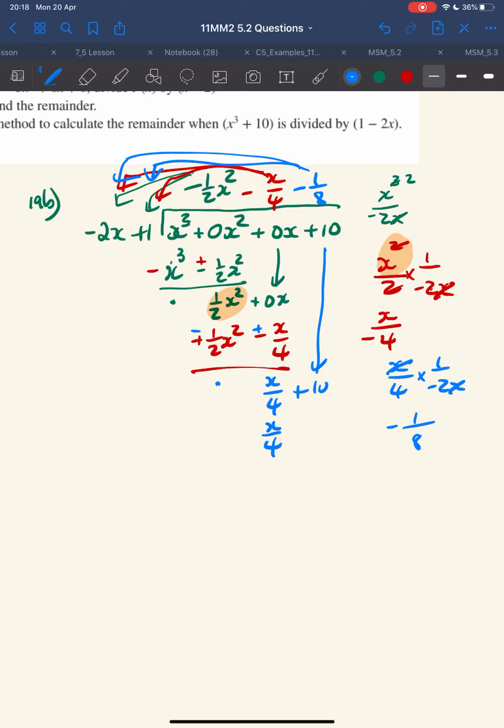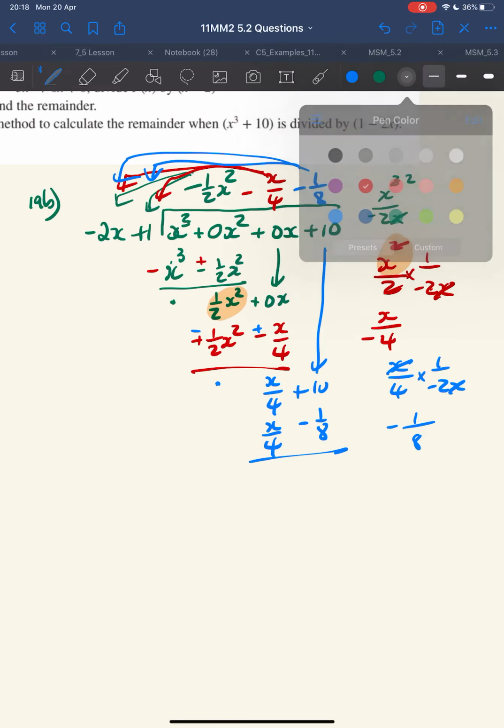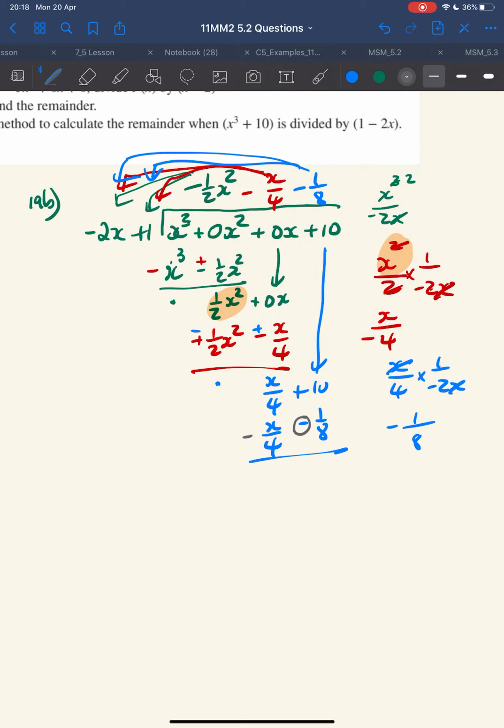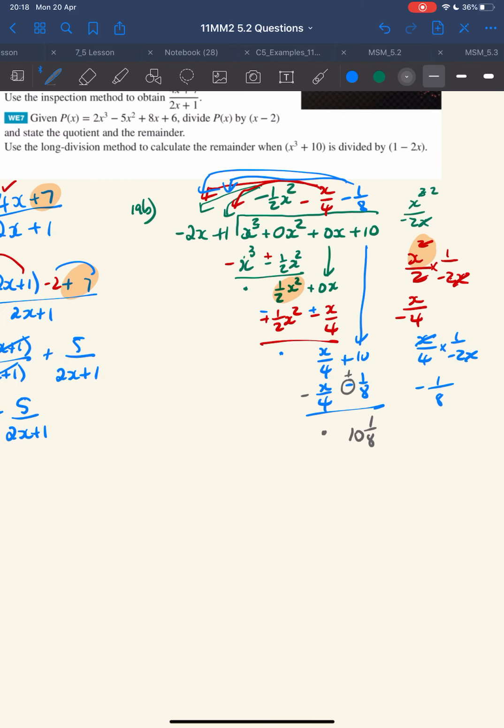Minus 1 over 8 times plus 1 is minus 1 over 8. If I subtract that, that becomes a minus, that becomes a positive. That is 0. 10 plus 1/8 is 81 over 8, or 10 and 1/8. So use long division to calculate the remainder. The remainder is 10 and 1 over 8, and that will be my final answer.